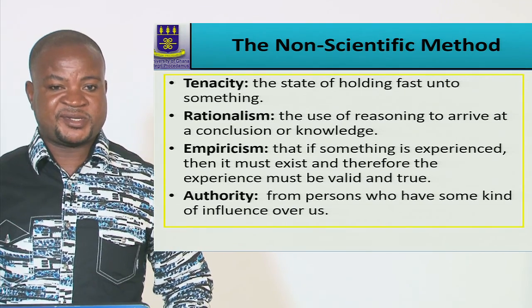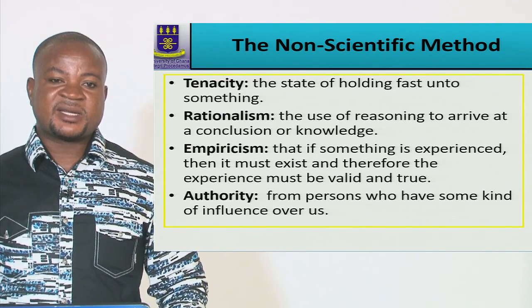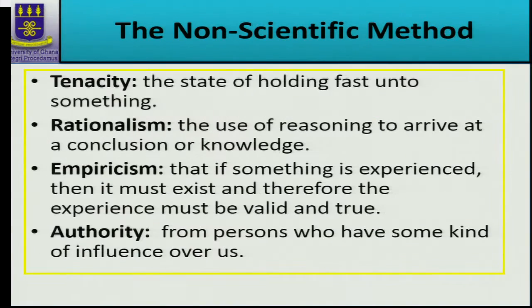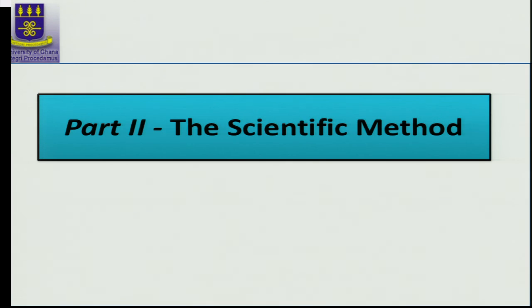And then we have empiricism. That is, if something is experienced, then it must exist, and therefore the experience must be valid and true. Once you've come into contact with something, then we believe it exists. Once something has a name, we believe it exists, and so it must be there and it must be valid. So these are some of the means by which we come to acquire knowledge, but we refer to all this as non-scientific. We don't engage in the scientific steps I mentioned earlier in acquiring them.